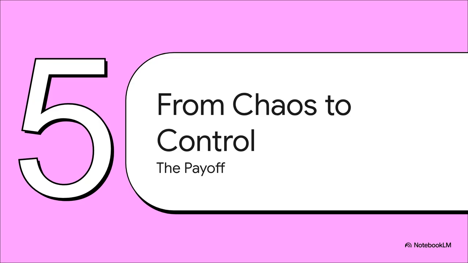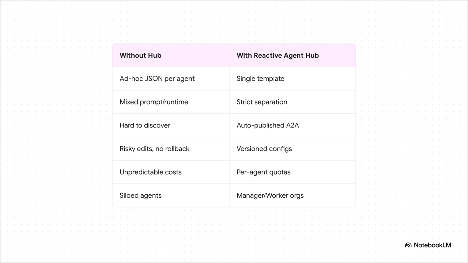So, what does this all add up to? When you combine a really well-defined brain with a robust operational shell, the result is a total transformation. Let's take a look at the payoff. Honestly, this before and after table says it all. You go from a mess of ad hoc JSON files to a single versioned template, from mixing up prompts and runtime settings to a strict separation, from agents being hard to find to them being automatically published with a clear interface. We're replacing risky edits with safe rollbacks and unpredictable costs with per-agent quotas. It's a fundamental shift from chaos to control.